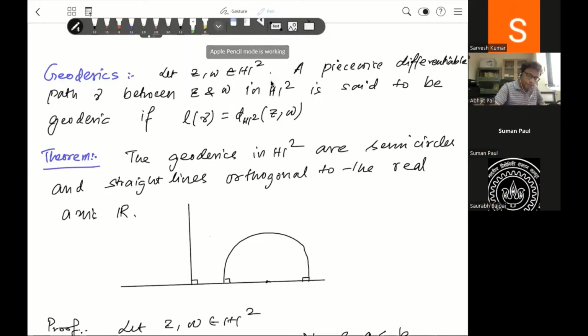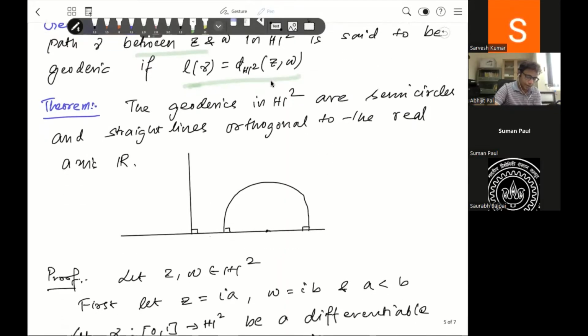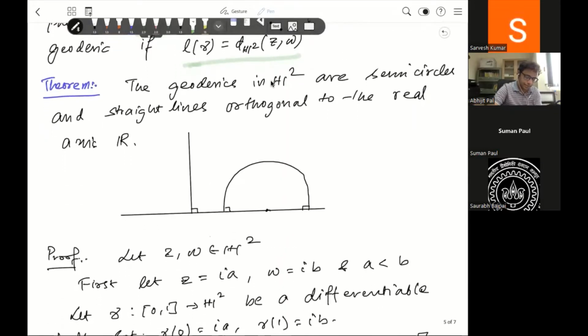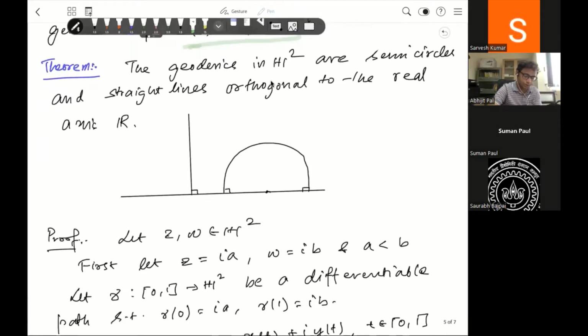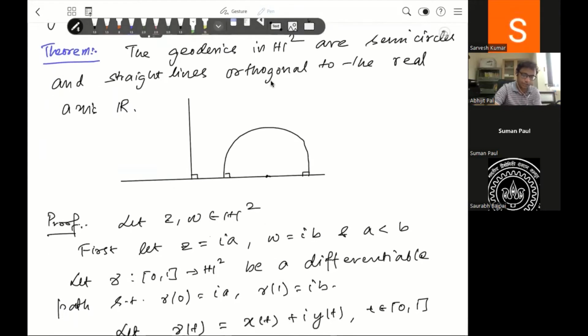First of all, what is the definition of geodesic here? A piecewise differentiable path gamma between z and w is a geodesic if the length of gamma is exactly equal to the distance between z and w. So gamma is the length-minimizing path joining z and w. This is the definition of geodesic. I want to prove that the semicircles and straight lines are geodesics. First, I show that the vertical lines are geodesics.